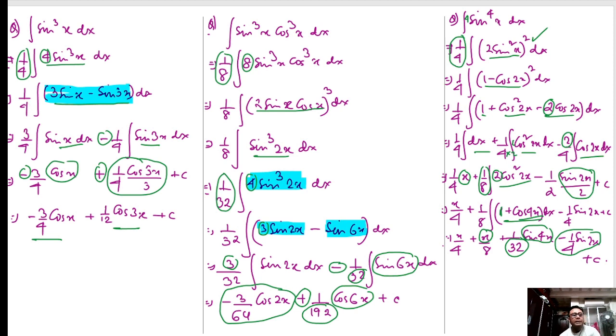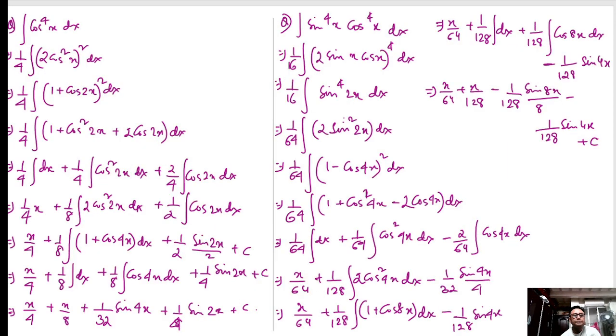So friends, let's see the next sum. What is there? It is integration of cos to the power 4x. Okay, so what we have done is that I have introduced 1 by 4 into 4. So 1 by 4 is outside, into 4 becomes 2 cos square x whole square, and 2 cos square x is 1 plus cos 2x whole square. A plus b whole square is a square plus b square plus 2ab.